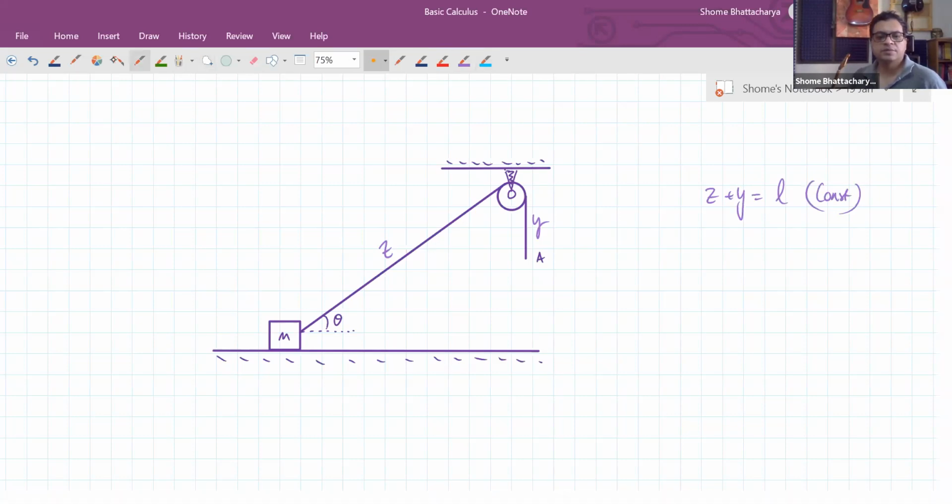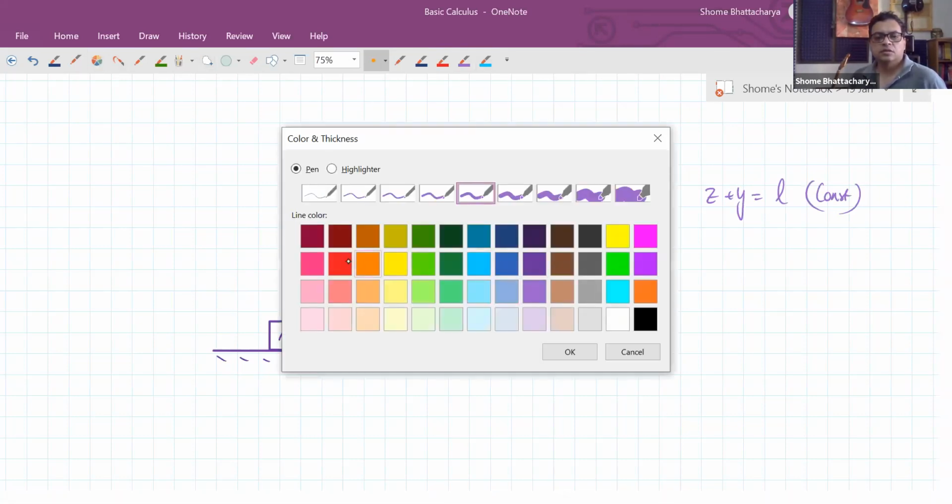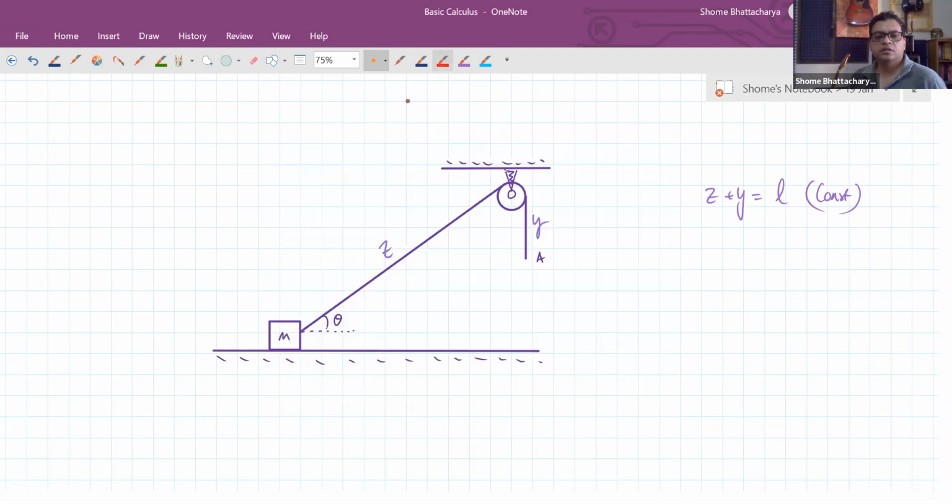Now further, see what is happening is that we have defined the velocity of the block along this axis as V, and the velocity of the point A in the downward direction we have defined as V naught.